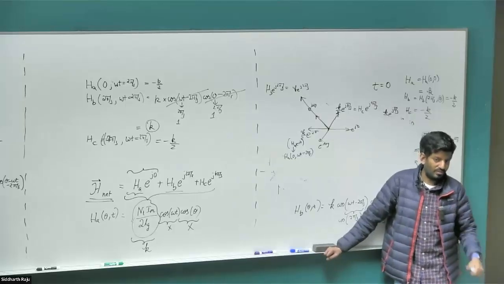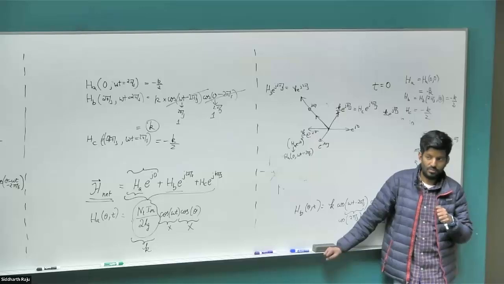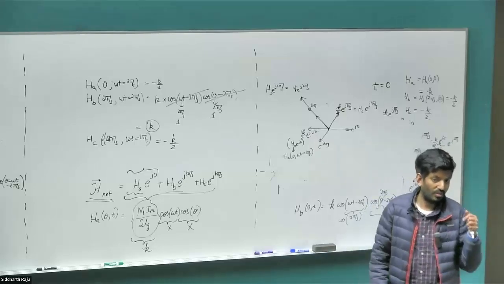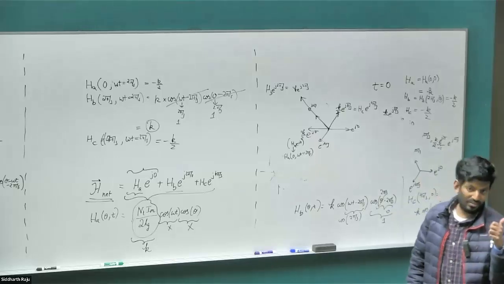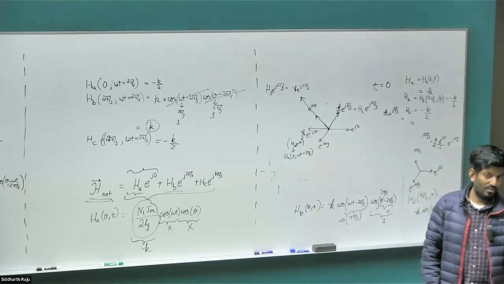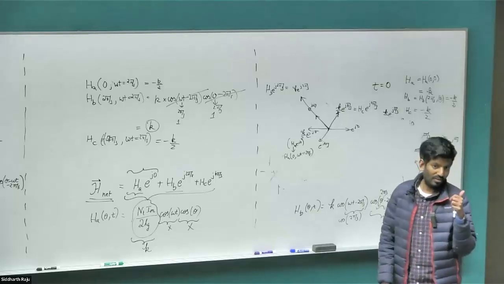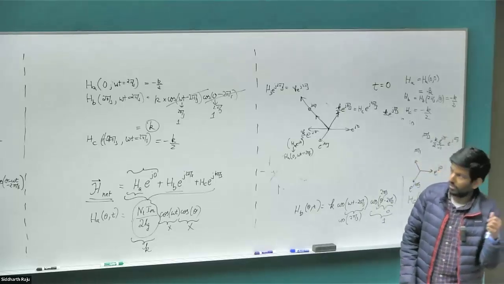If you had to take a guess, 3 halves. What was it? 3 halves. Could you repeat that? I can't hear you, sorry. 3 halves. 3 halves, and direction? Along e power 120, 120 degree.